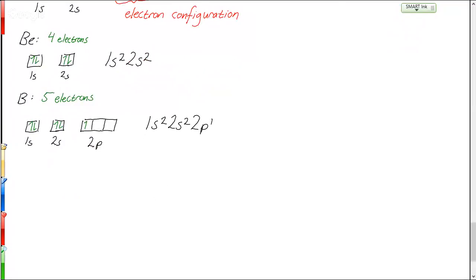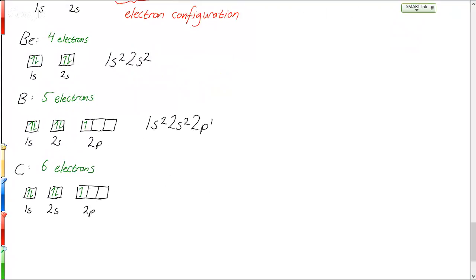We're going to do one more, and then we're just going to start jumping around and trying some different stuff. Carbon. Six electrons. So we can assume that everything's going to be the same from before. And then we have to figure out where to put that 6th electron. There's our 5 that we had before. So where does the 6th one go? Does it pair up, or does it go into an empty orbital?